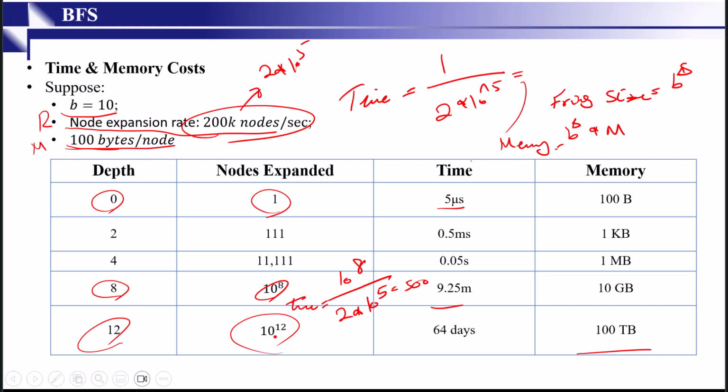Then we can calculate like this. The memory that we need is equal to 10 to the power of 12 multiplied by 100, right? So 10 to the power of 12 multiplied by 100 is 10 to the power of 14. This is in bytes, right? So for that one, we need to divide by 1024 to convert bytes to kilobytes, then again to megabytes, gigabytes, and terabytes. Finally, you can come up with this 100 terabytes.